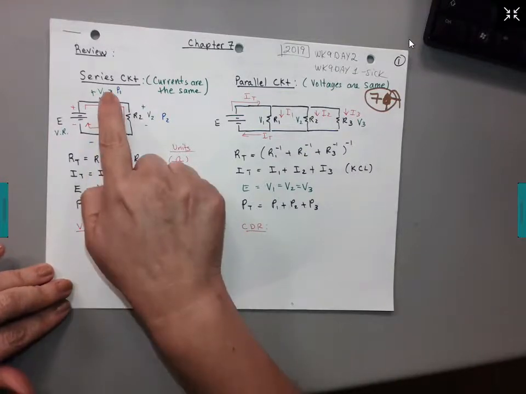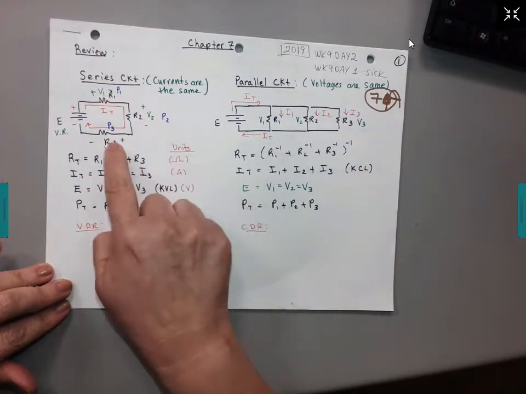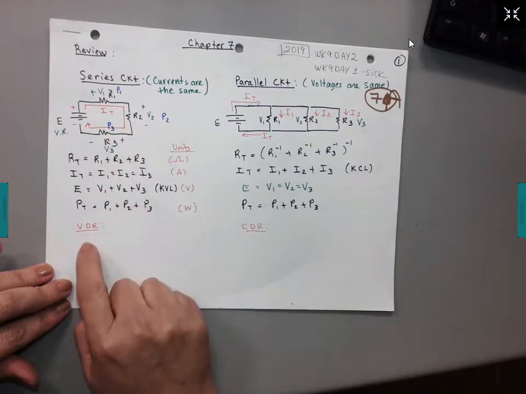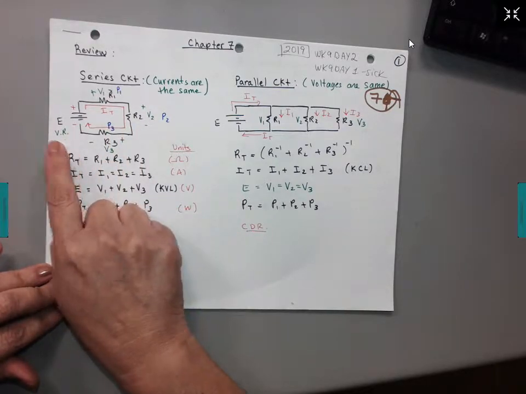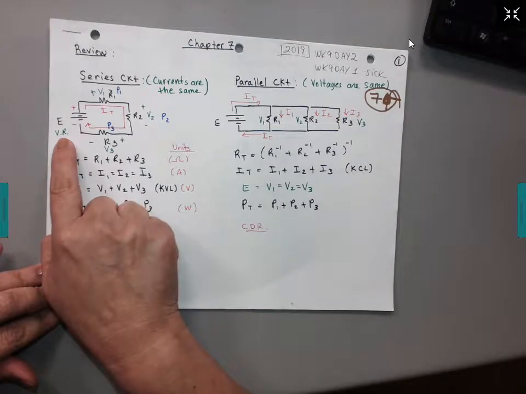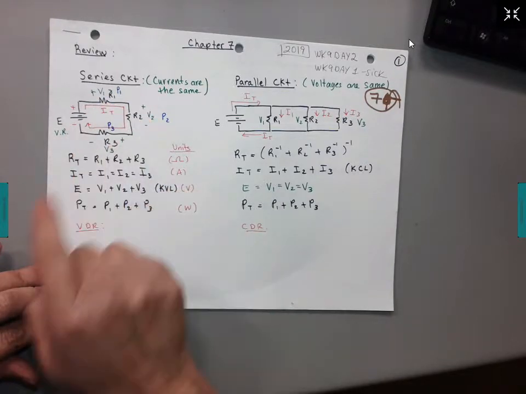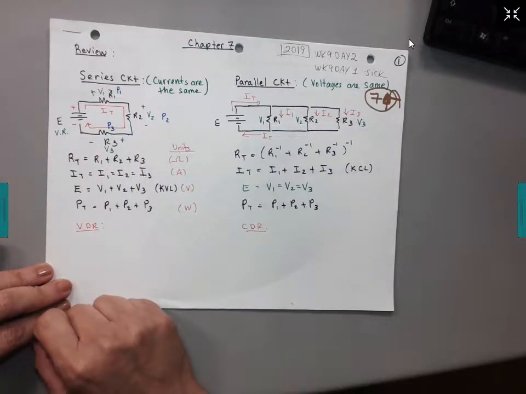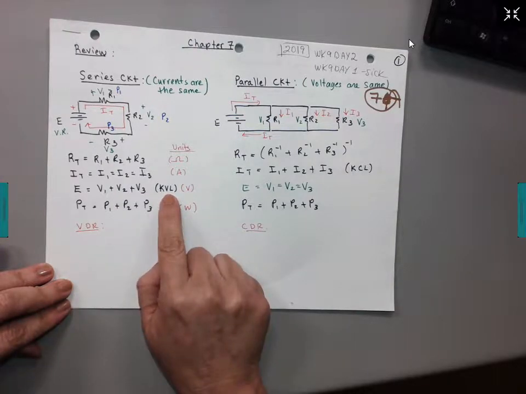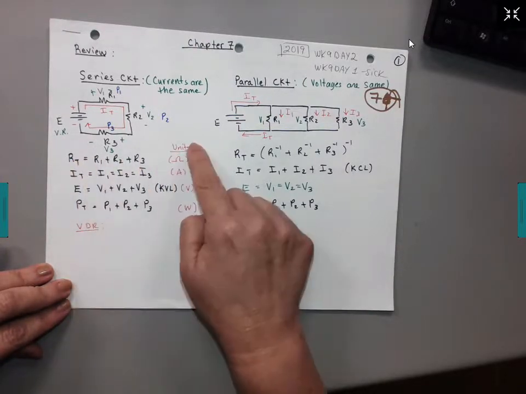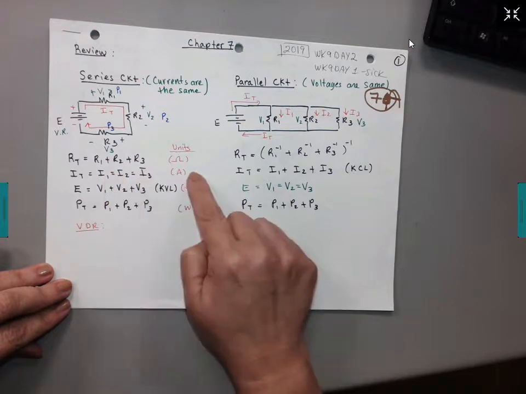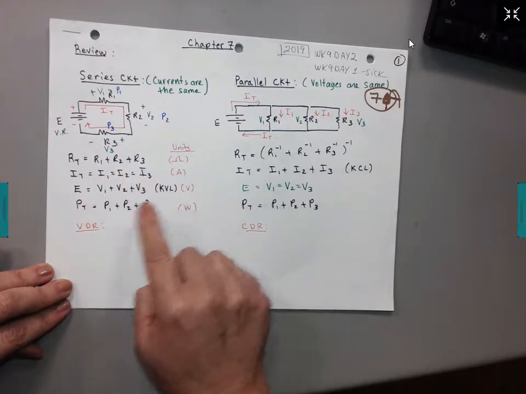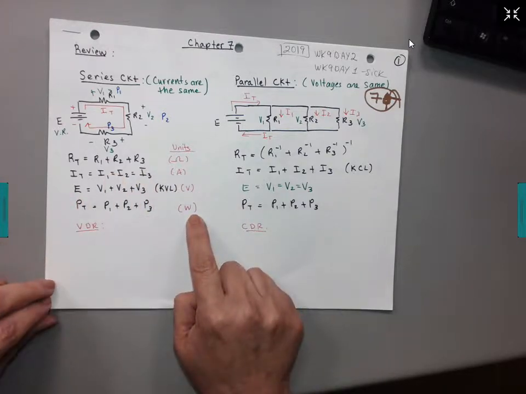Voltage is the addition of the 3 voltage drops across each resistor. They equal E. The source is the voltage rise. The 3 resistors are my voltage drops. That is Kirchhoff's voltage law. Resistors have units of ohms, current is amps, E is voltage, P is power, in watts.